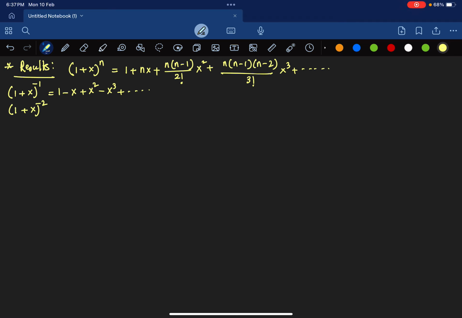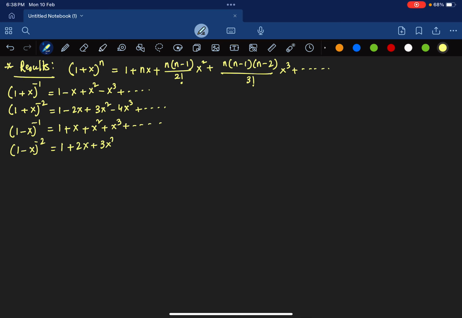(1 plus x) whole power minus 2 is 1 minus 2x plus 3x square minus 4x cube and so on. Then (1 minus x) whole power minus 1 is 1 plus x plus x square plus x cube and so on. Then (1 minus x) whole power minus 2 is 1 plus 2x plus 3x square plus 4x cube and so on. These are the few standard formulas we have.